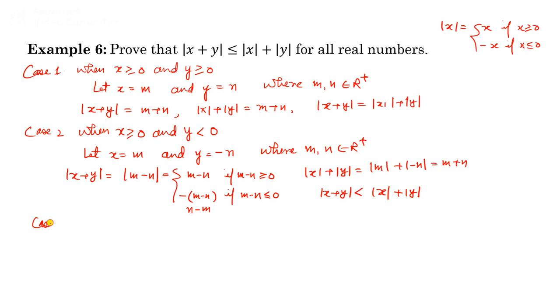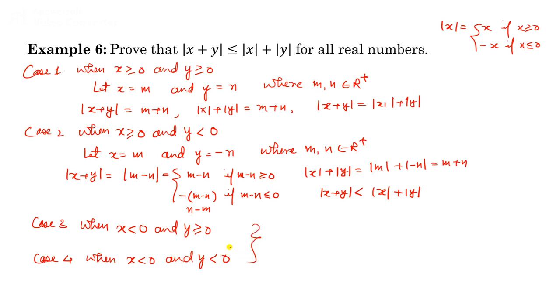Similarly, case 3, you can assume when x is less than 0 and y is greater than or equal to 0. And for case 4, we can assume when x is less than 0 and y is less than 0. So these two cases are left for you as an exercise and you can verify for these two cases also. So we have shown this identity for all real numbers for different cases. So in this way we can prove a given statement using different cases.